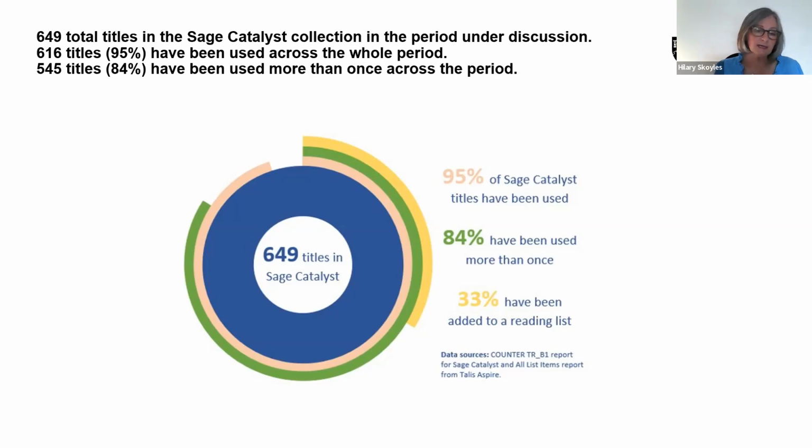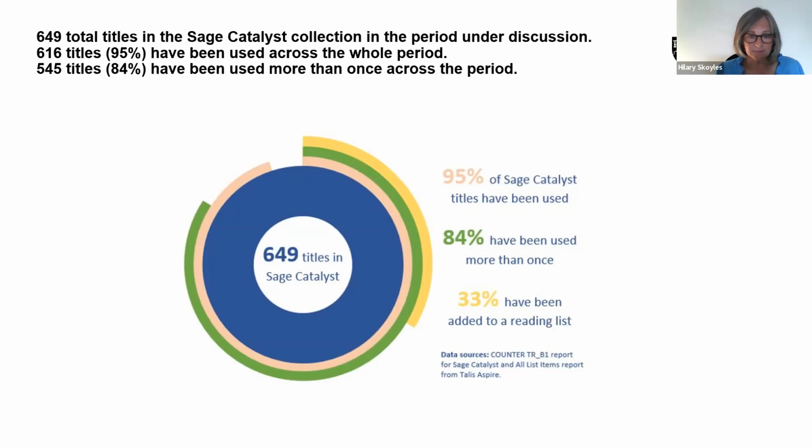In this diagram, you can see a representation of the total number of titles in the Catalyst collection. 649 titles. As you noticed previously, the numbers have gone up, but this was in the period that we covered. As you can see, 95% or 616 titles have been accessed during the period measured, which we feel is an amazing figure in itself. 545 of the titles were used more than once in the period, and 33% of the titles have been added to our online reading lists, either by our reading list team members or academics themselves.